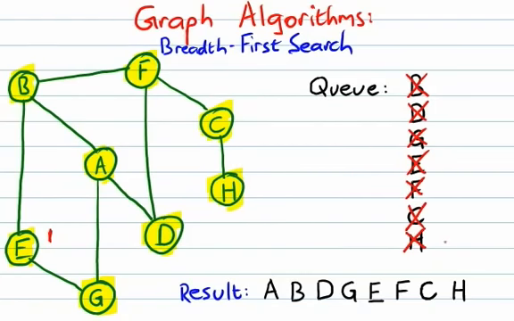so we're done with H, and when we go back to the queue we see it's empty, which tells us that this traversal is complete.